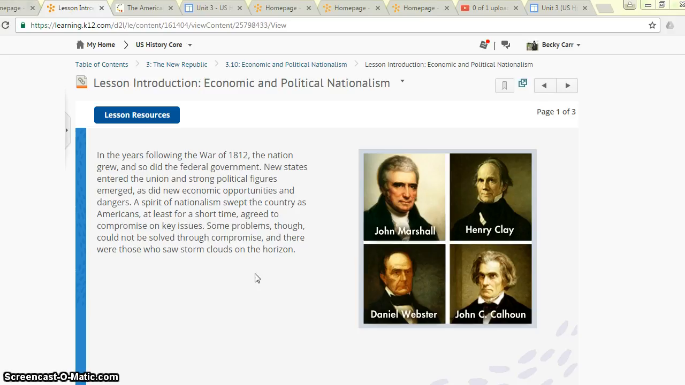In the years following the War of 1812, the new nation grew, and so did the federal government. New states entered the Union, and strong political figures emerged, as did new economic opportunities and dangers. A spirit of nationalism swept the country as Americans, at least for a short time, agreed to compromise on key issues. Some problems, though, could not be solved through compromise, and there were those who saw storm clouds on the horizon.